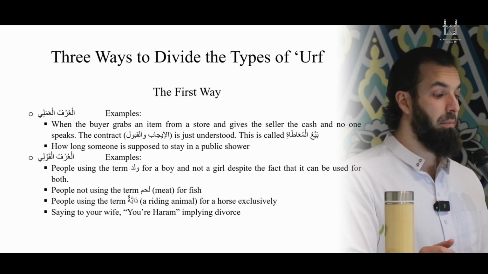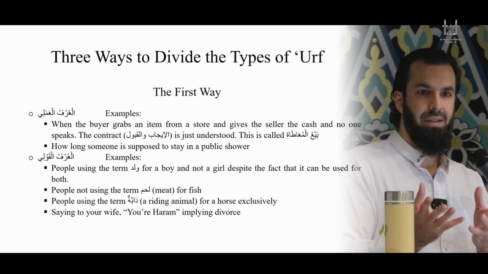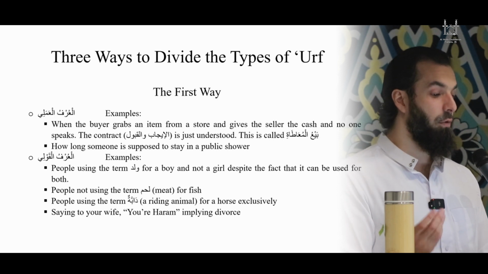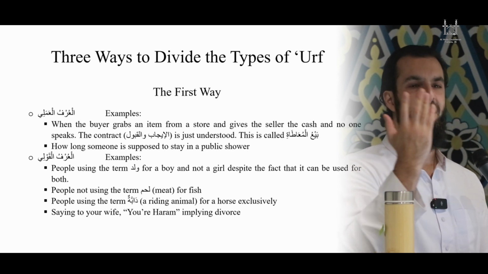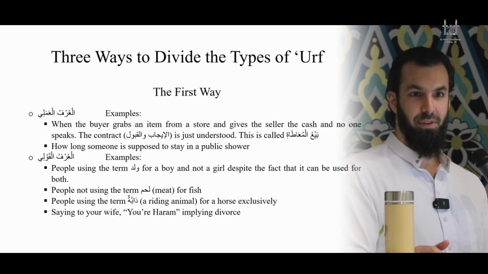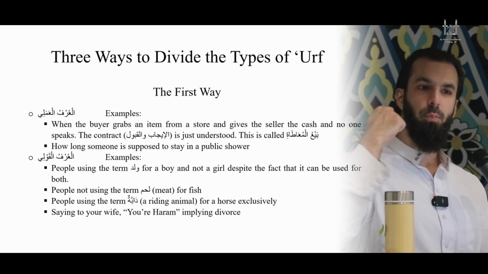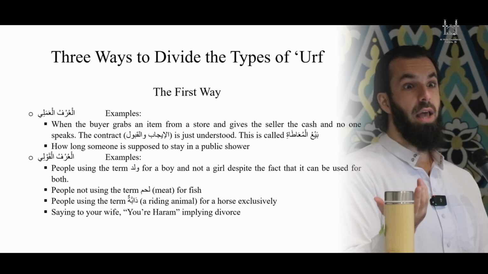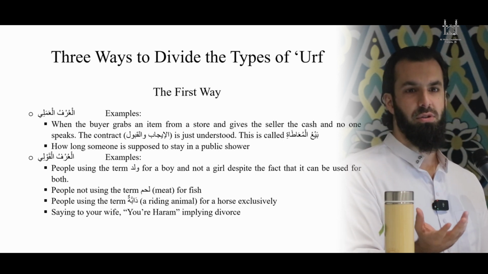People not using the term lahm for fish. You could, I guess, technically say lahm, meat, the meat of a fish, but that's not how we use that term. People using the term dabba for a riding animal, which means technically a riding animal, but for a horse exclusively. You can imagine, like 1,000 years ago, "I got a good price for this dabba." "Really? Okay, is it beautiful?" "Yeah, it's a beautiful, healthy dabba." Perfect. He brings the money, he gives it, and he gets a mule. "Well, I said dabba, technically that means a riding animal." "Habibi, we only use it for the term horse. That's the way we use it."